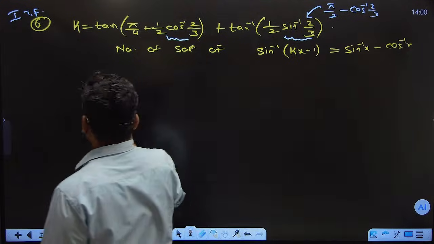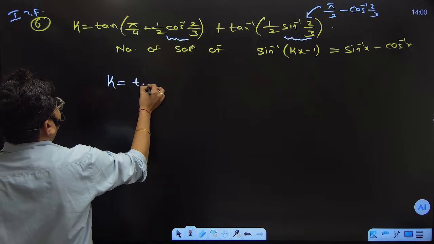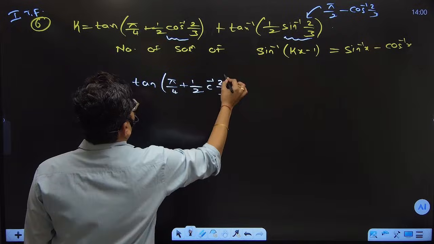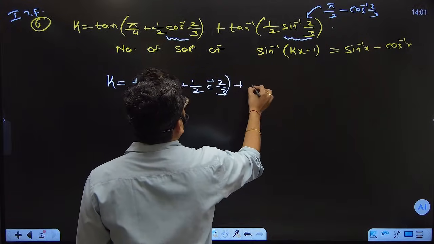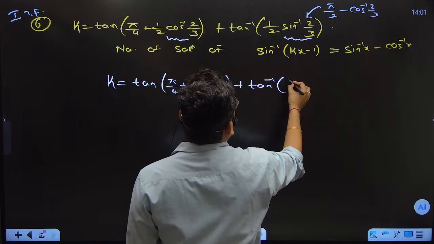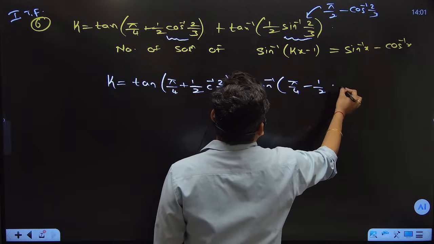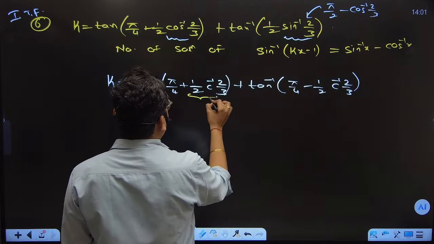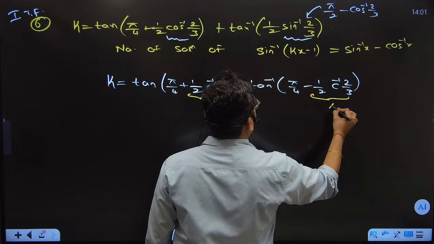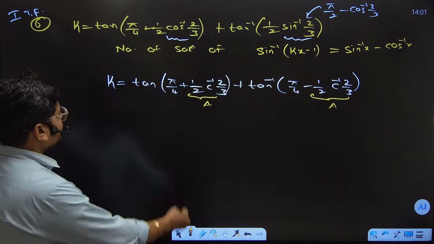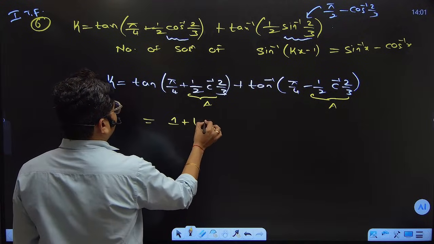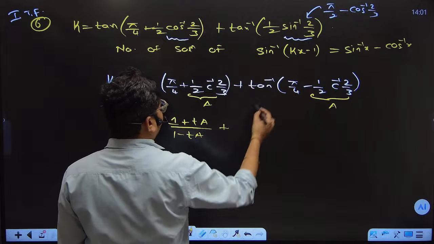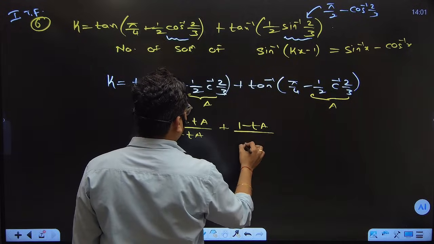If I do that, then I'll be getting the k value as tan of pi by 4 plus 1 by 2 cos inverse of 2 by 3. And if I look into the other part, you're having it as tan inverse of half of pi by 2, it is again pi by 4 minus half of cos inverse of 2 by 3. So if you're observing it, if I assume this is something like an angle A, it's tan of pi by 4 plus A, tan of pi by 4 minus A, right? So I can write it as (1 plus tan A) by (1 minus tan A) plus (1 minus tan A) by (1 plus tan A).